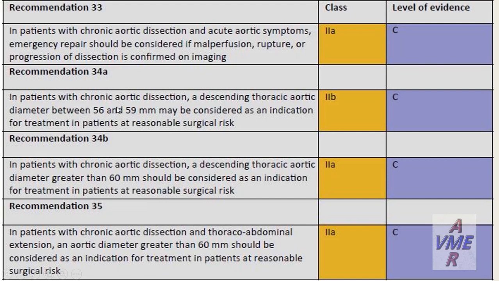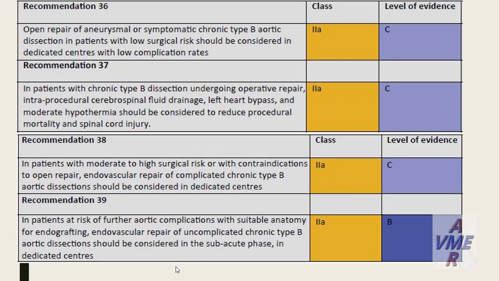In patients with chronic aortic dissection, a descending thoracic aorta diameter between 56 to 59 mm may be considered as an indication for treatment in patients at residual surgical risk. A descending thoracic aorta diameter greater than 60 mm should be considered as an indication for treatment in patients at residual surgical risk. In patients with thoracoabdominal extension, an aortic diameter greater than 60 mm should be considered as an indication for treatment in patients at residual surgical risk.